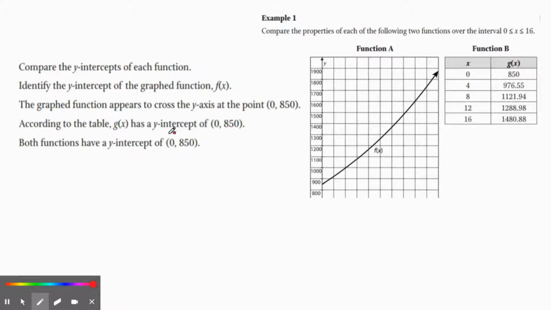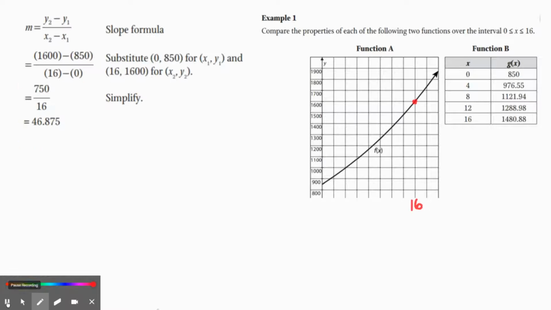And like I said, both of the y-intercepts for each of these functions, f of x and g of x, both have a y-intercept of 850. In other words, they are equal. When analyzing the rate of change, though, we have to specifically look at the interval 0 less than or equal to x less than or equal to 16.